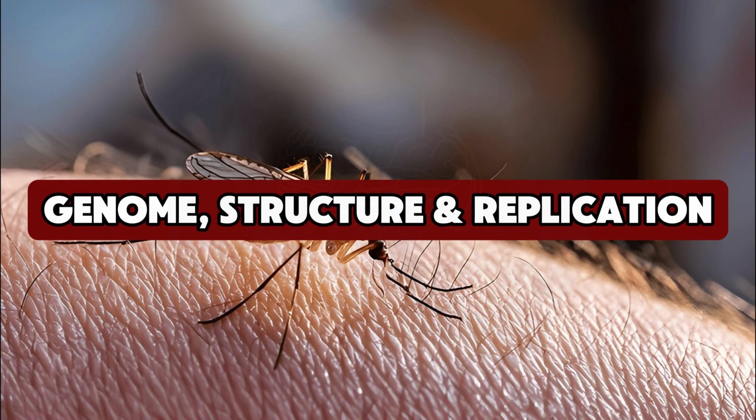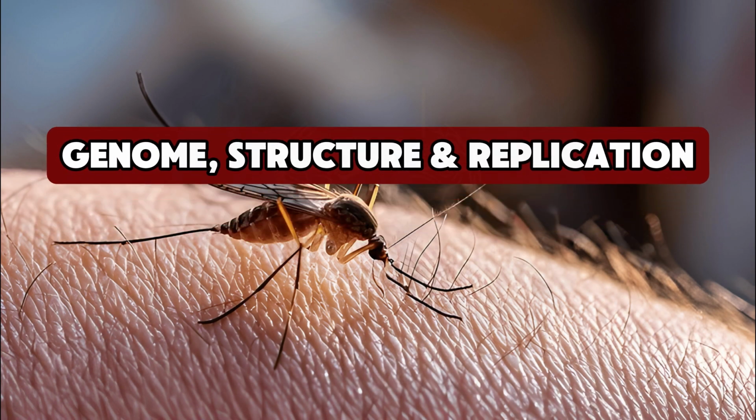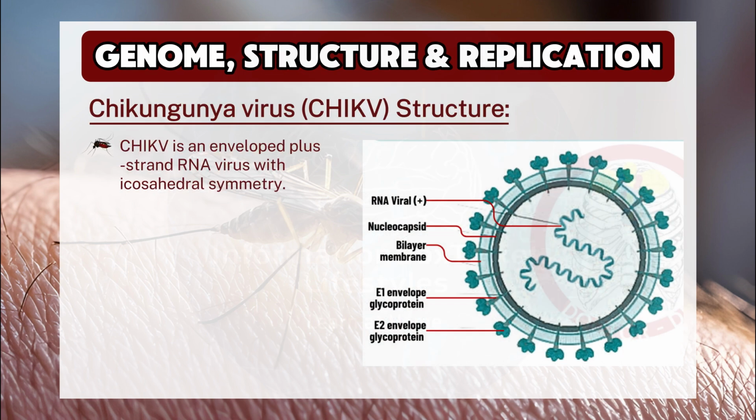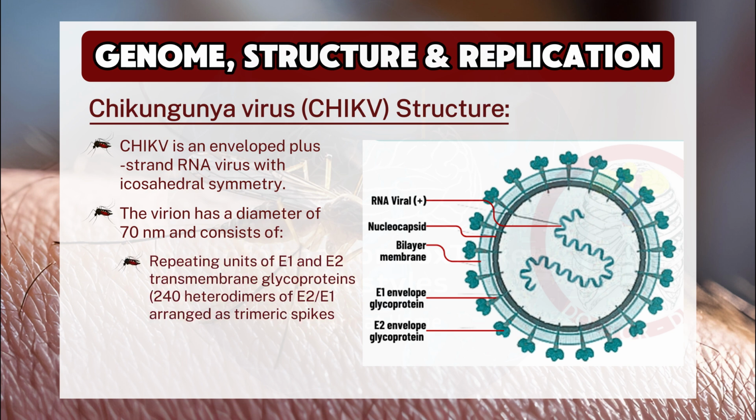Chikungunya virus genome, structure, and replication. Chikungunya virus structure. Chikungunya virus is an enveloped plus-strand RNA virus with icosahedral symmetry. The virion has a diameter of 70 nanometers and consists of repeating units of E1 and E2 transmembrane glycoproteins, 240 heterodimers of E2/E1 arranged as trimeric spikes on its surface.